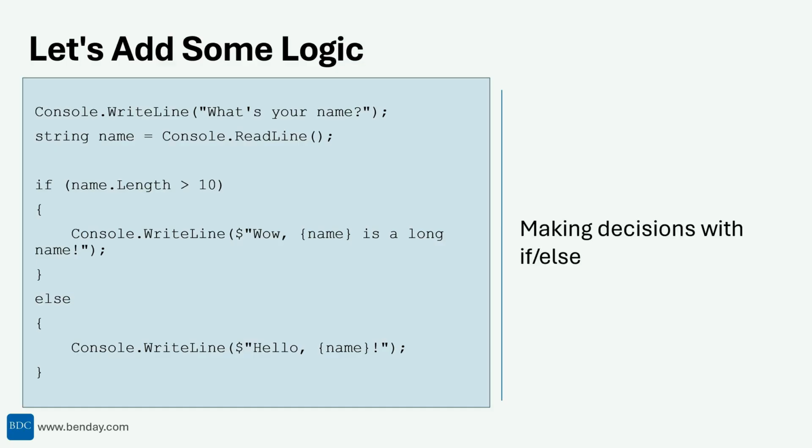Here's where it gets interesting. We check if the name is longer than 10 characters and respond differently. This is programming, making decisions based on data.